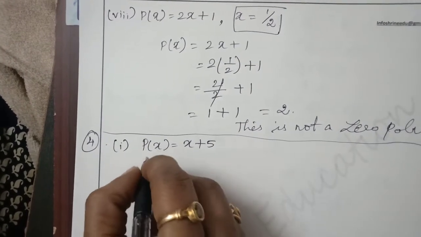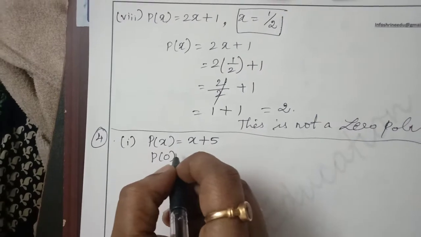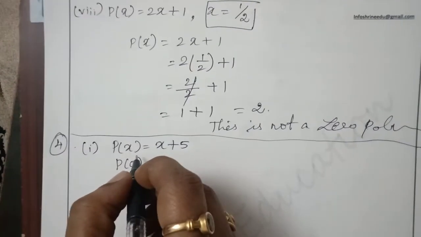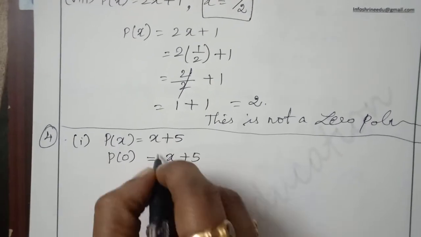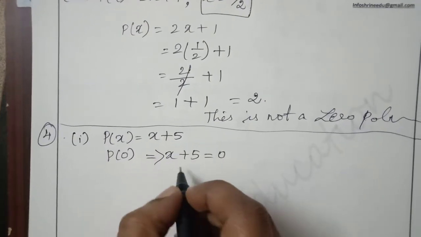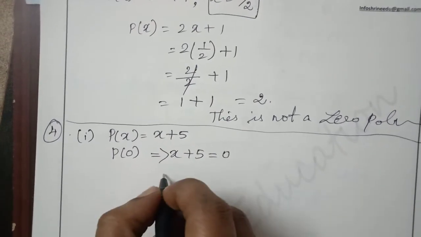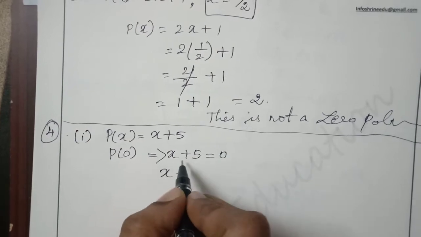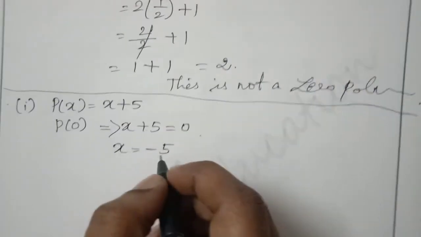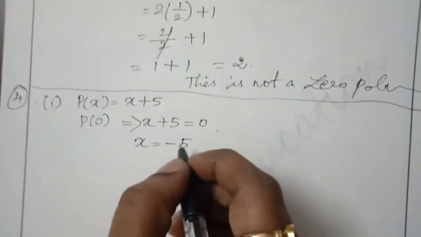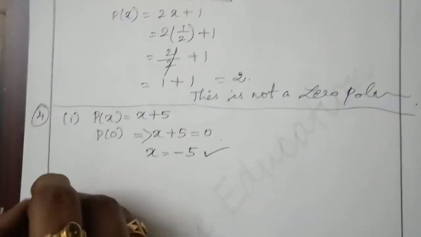Zeros of the polynomial means P of x is equal to 0. So we have to solve x plus 5 is equal to 0. If x plus 5 is equal to 0, then x is equal to, when you take this 5 to this side, minus 5. So the answer is x is equal to minus 5.